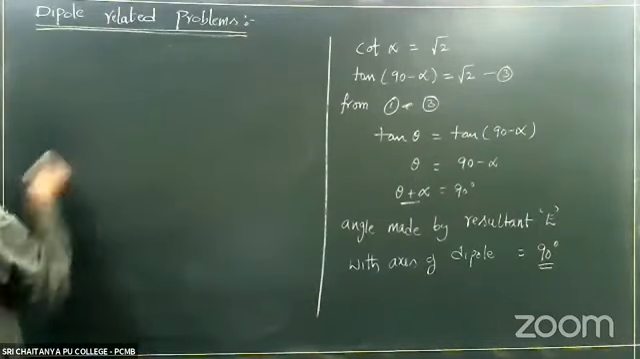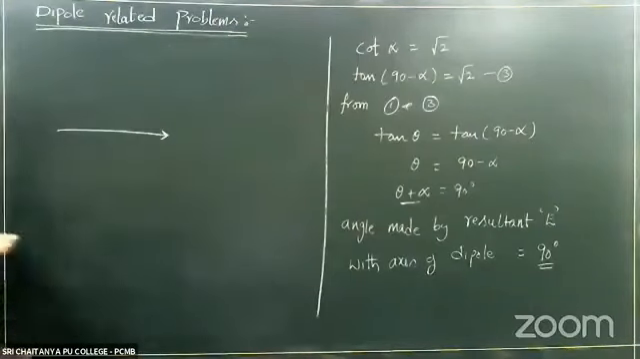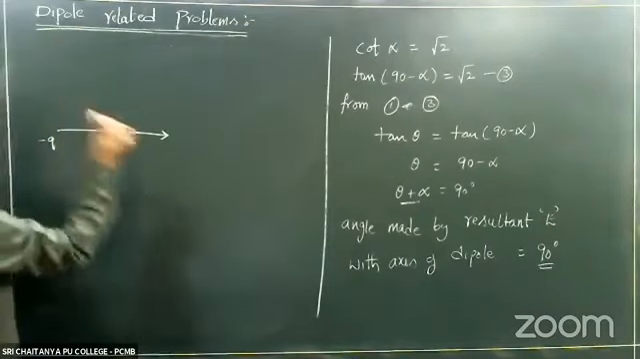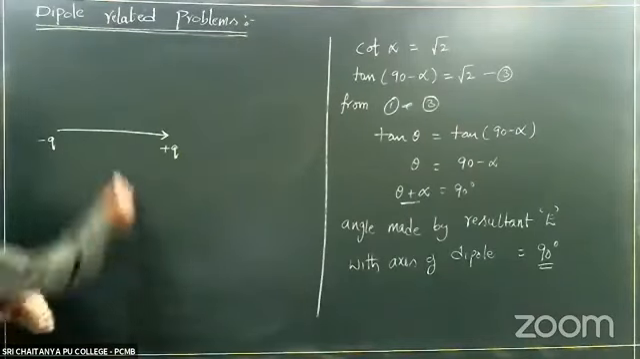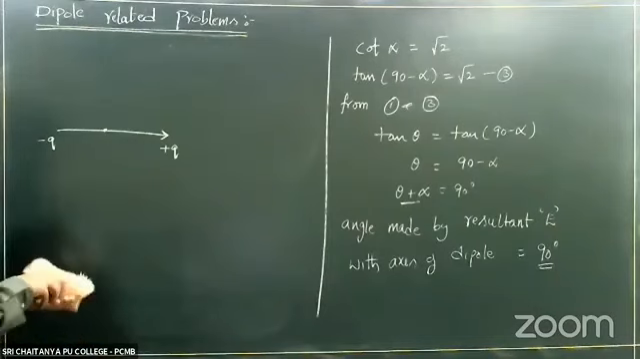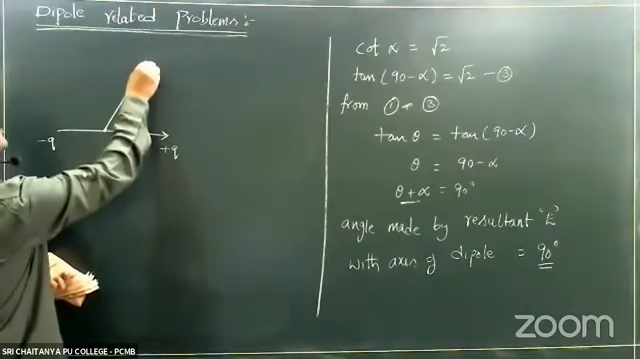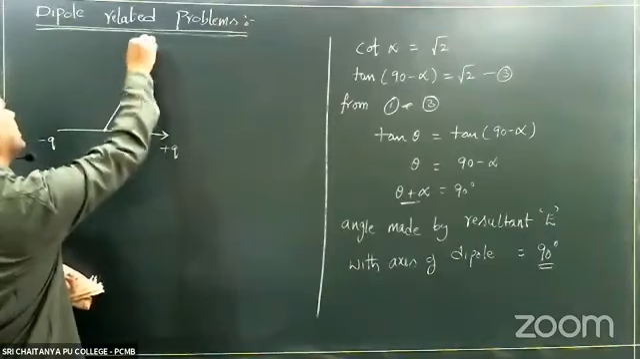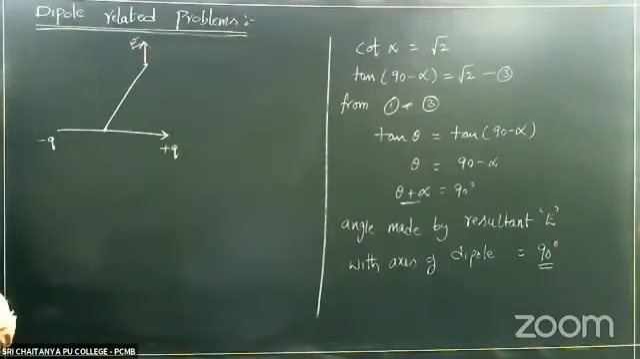Now this is a dipole. See, just here I am representing with an arrow, meaning here is the minus charge, here is the plus charge. This is a dipole. This is the center of the dipole, and at this point, the field direction is like this.